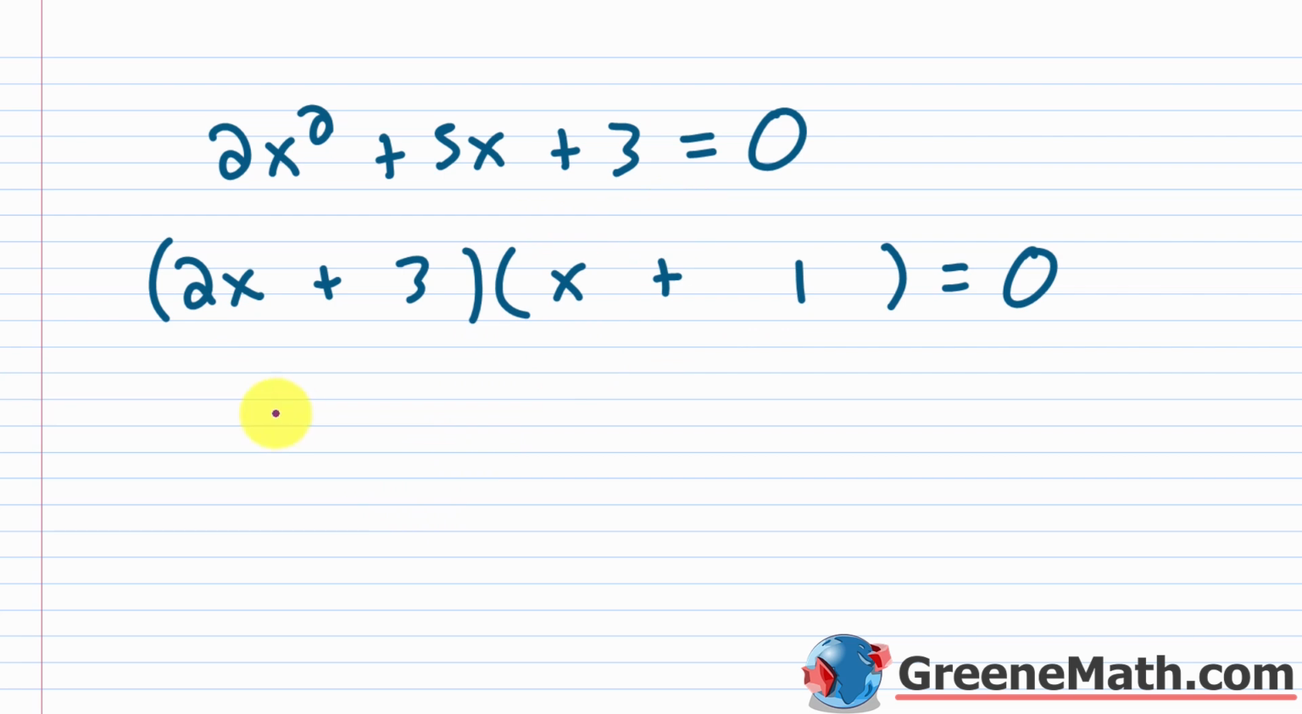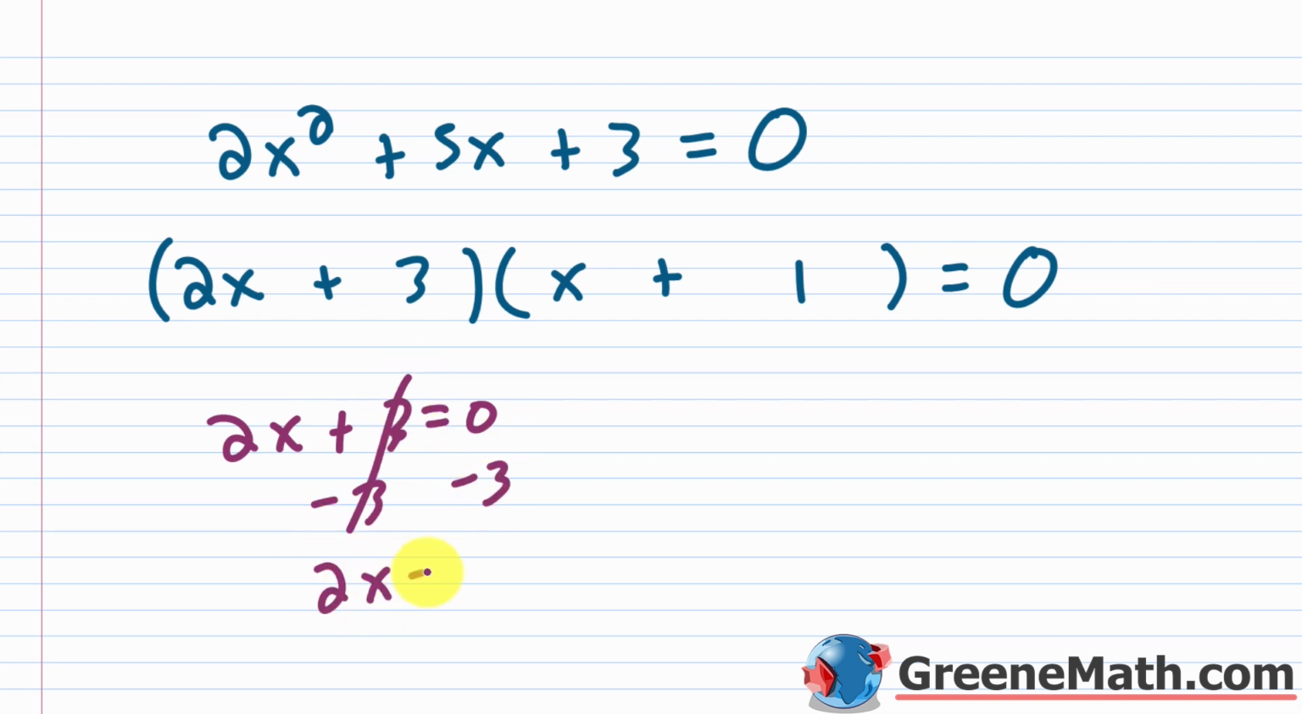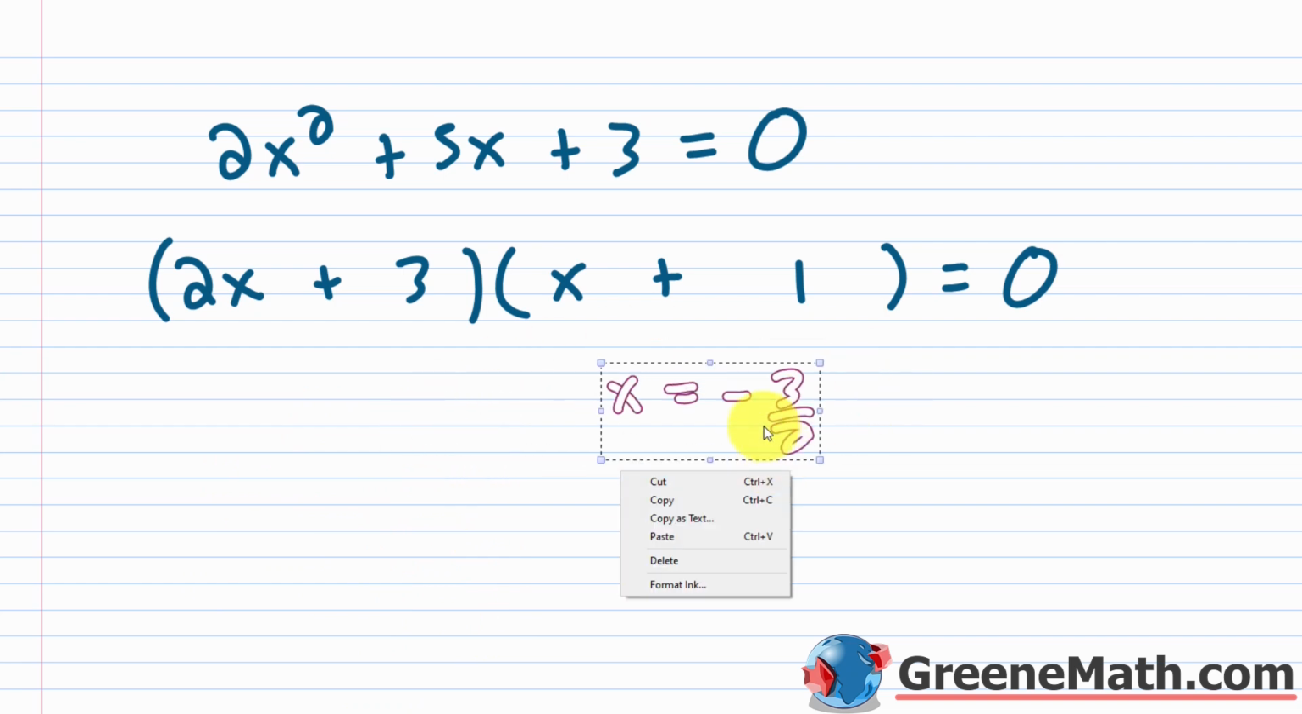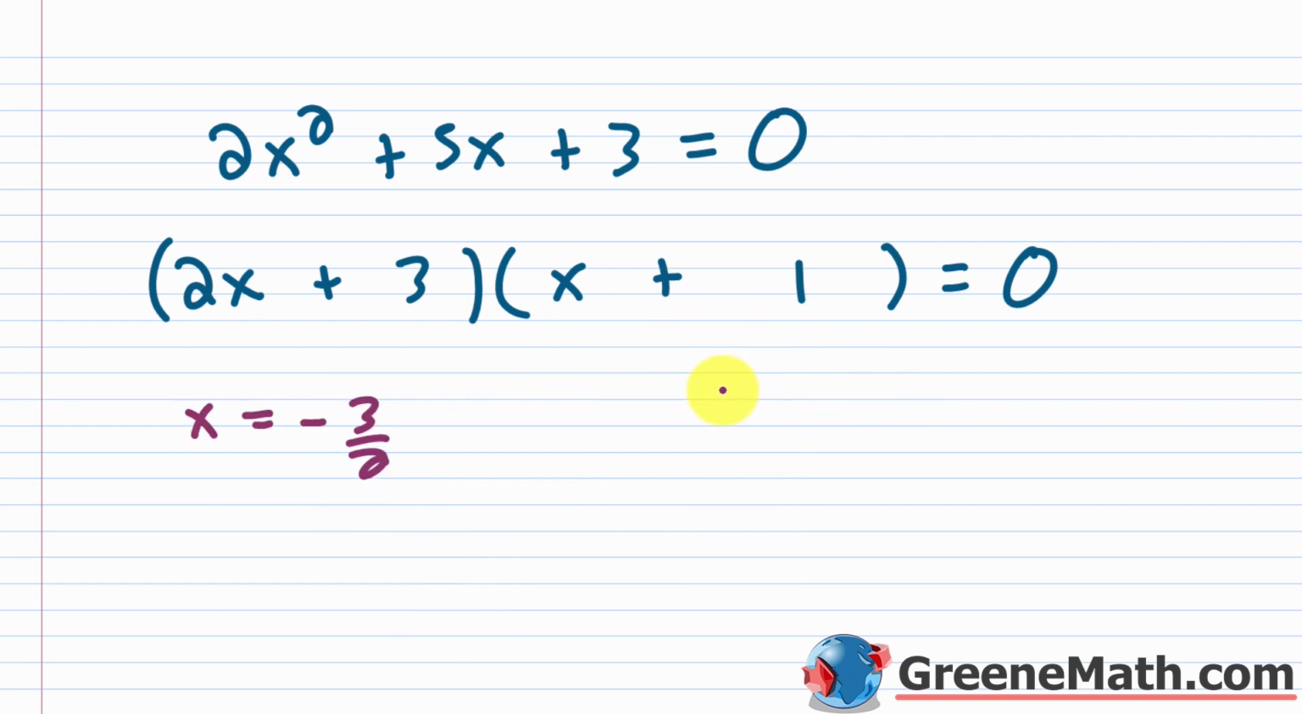So I would say that 2x plus 3 is equal to 0. And I would subtract 3 away from each side and say 2x is equal to negative 3. Divide both sides by 2. We'll say that x is equal to negative 3 halves, right? You could say negative 1.5 if you want. So that's one solution. The other one, I think we can eyeball and see it's negative 1. But for completeness, let's say x plus 1 is equal to 0. Subtract 1 away from each side. And so x could also be negative 1.